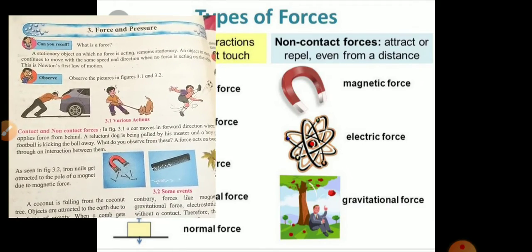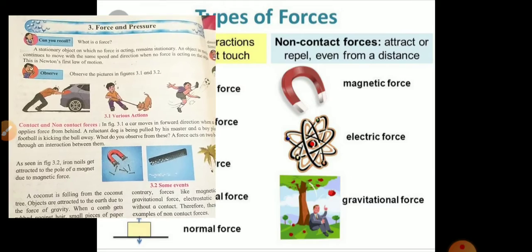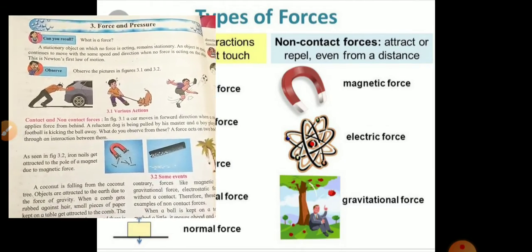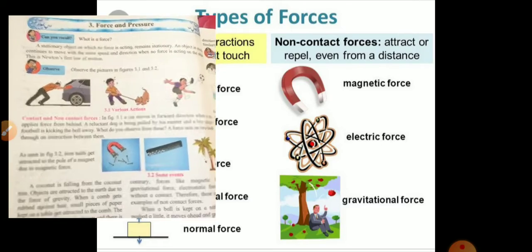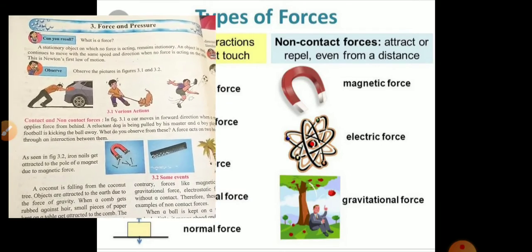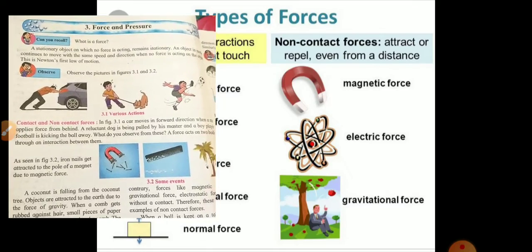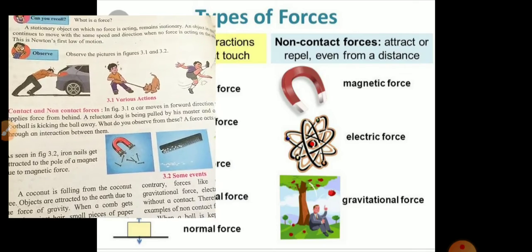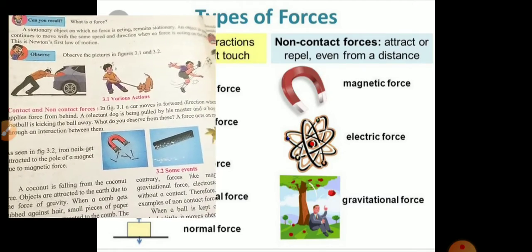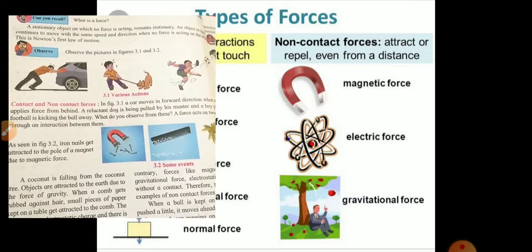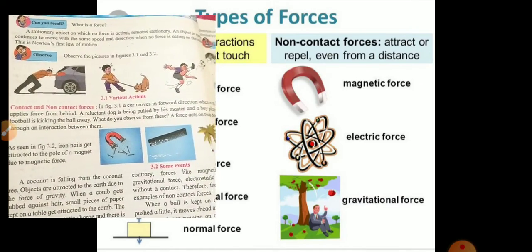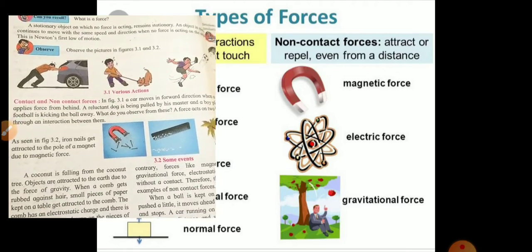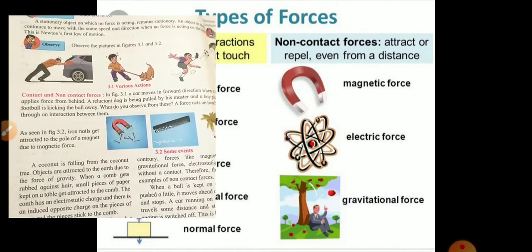Remember the scientist Newton. There are various Newton's laws, three of them. As per Newton's first law, which explains the force and motion of an object, a stationary object on which no force is acting remains stationary. It means an object is stable, it is not moving. If you are not applying any force on that stable object, it remains stable.